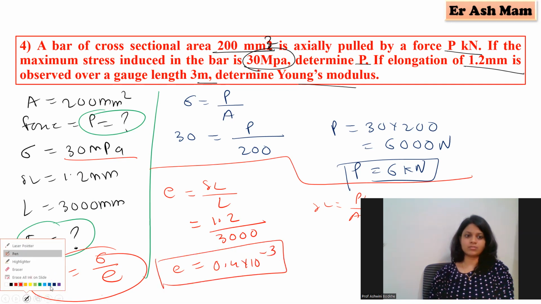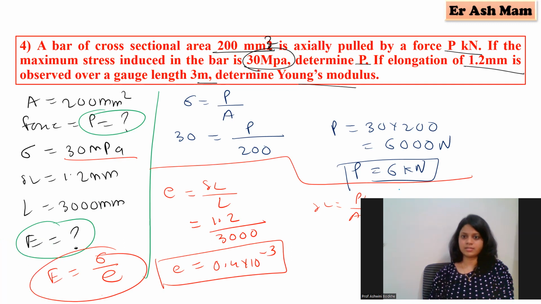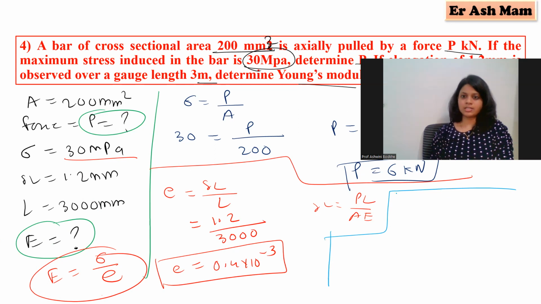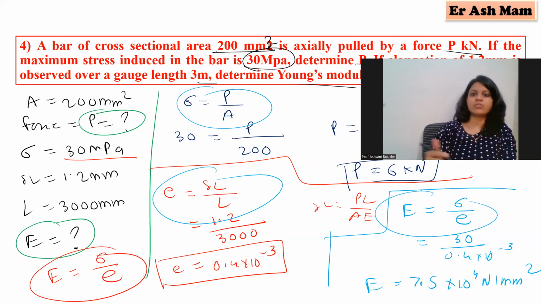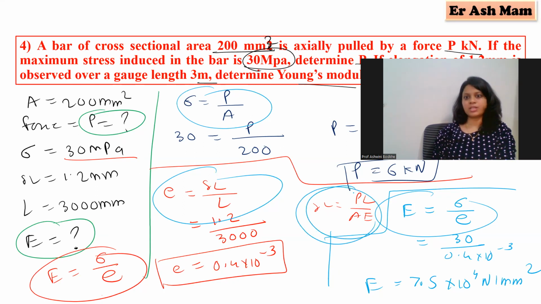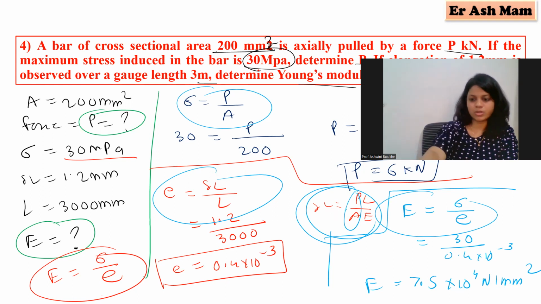Next. Young's modulus E equal to stress upon strain. Stress is 30 MPa and strain is 0.4 into 10 raised to minus 3. Therefore, E will be 7.5 into 10 raised to 4 Newton per mm square. Okay. So, with the help of these formulas, we solve this numerical. That is stress equal to P upon A, or E equal to stress upon strain, where strain is delta L upon L. Or we can calculate this with the help of the formula delta L equal to PL upon AE, where P upon A is nothing but stress. L is 3000. We have to calculate E. Delta L is given. We can use any one formula.